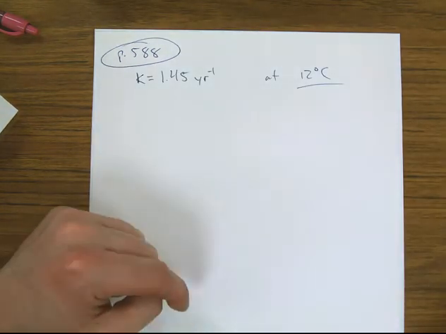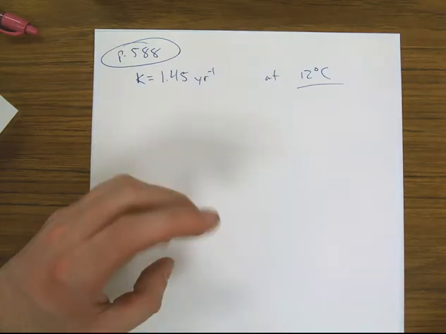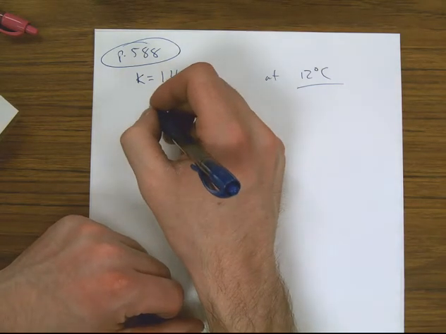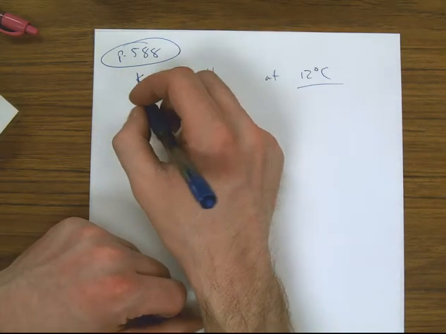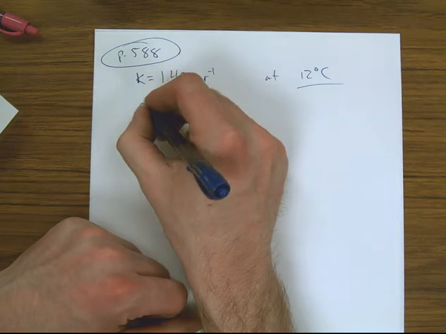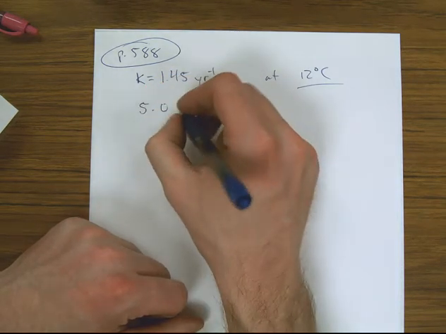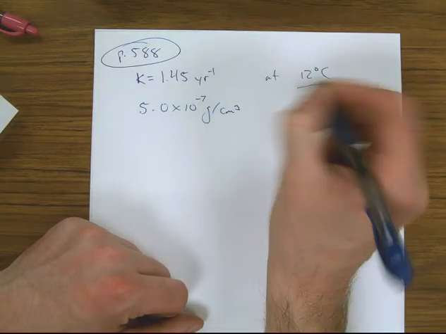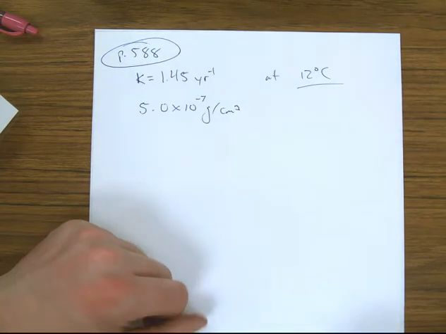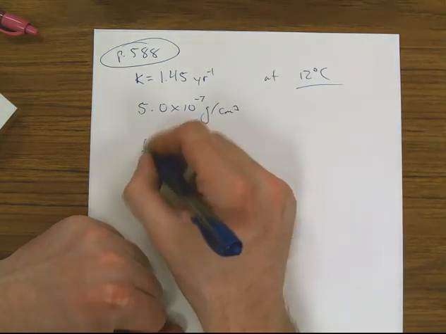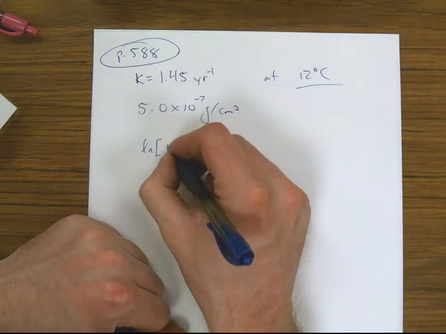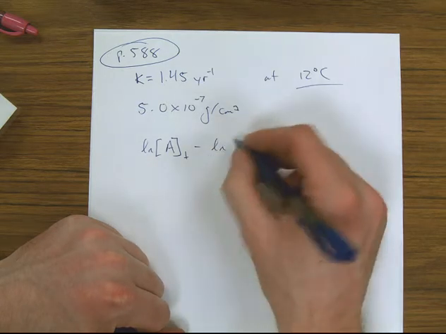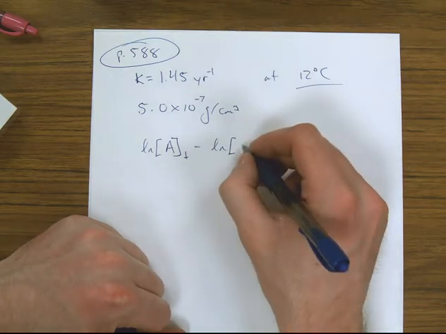K only changes with temperature. Now we're going to look at a certain concentration. The initial concentration, it says, is 5.0 times 10 to the negative 7th grams per centimeter cubed. They tell you it's a first order reaction, and when you hear it's a first order reaction, the first thing you should do is write down this formula, which is the formula we use for the change in concentration at specific times for first order reactions.